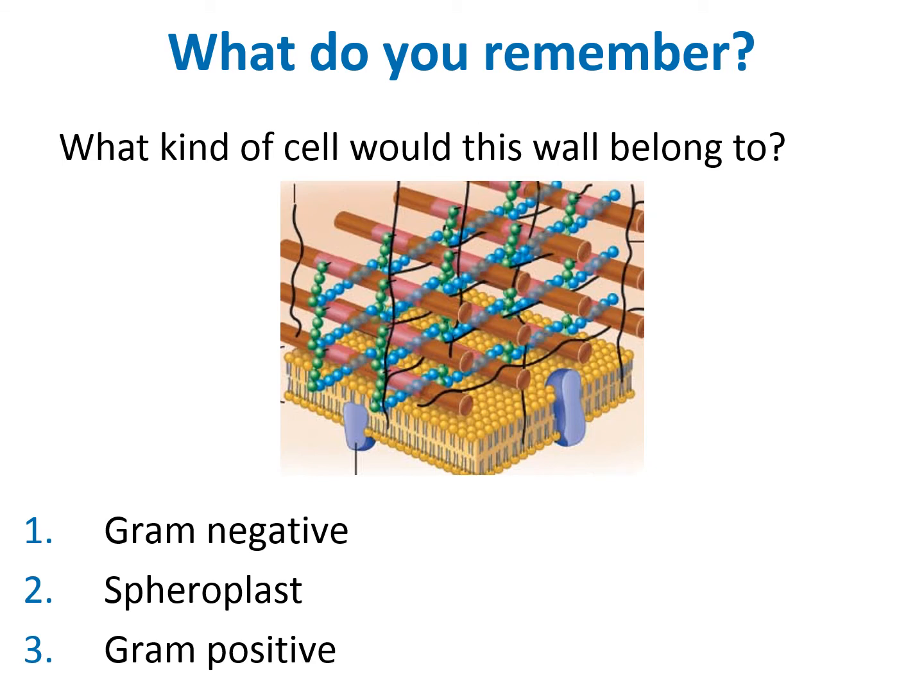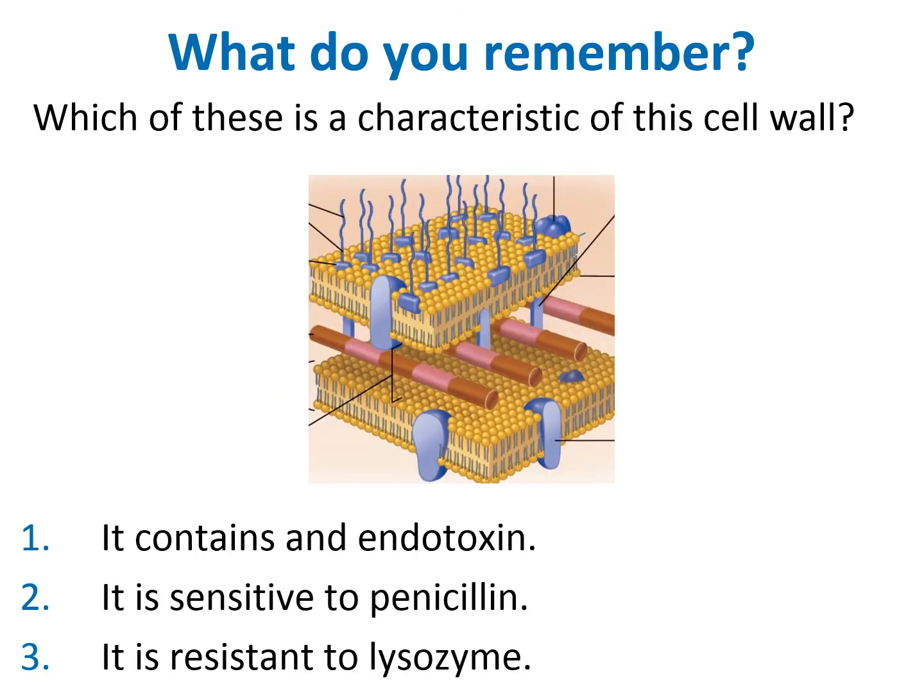What kind of cell would this wall belong to? Would that be gram-negative, spheroplast, or gram-positive? Right, definitely gram-positive. You can tell because there are at least 3 layers of peptidoglycan. There's 1, there's 2, here's 3, and then you can see the teichoic acids that are embedded within it. Which of these is a characteristic of this cell wall? Does this cell wall contain an endotoxin? Is it sensitive to penicillin, or is it resistant to lysozyme? And I think there's more than one answer here.